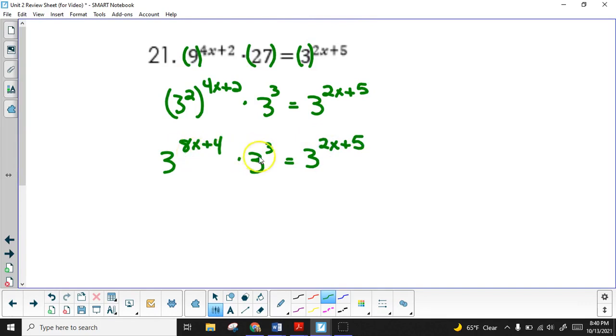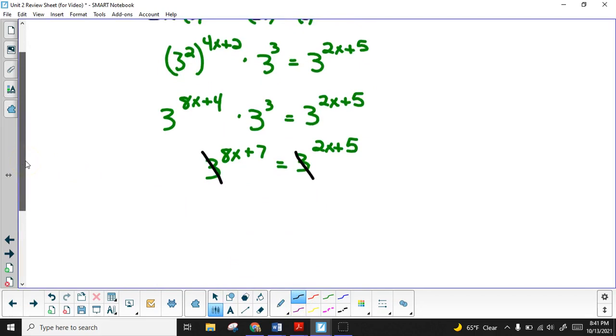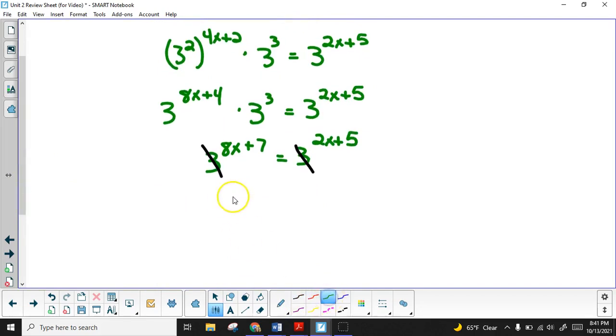Let's simplify a little bit more on the left-hand side. They have the same base, so we can add those exponents. 8x, we have plus 4, and here we have 3, so they combine to be plus 7, equals 3 to the 2x plus 5. Now we'll use our one-to-one property. They both have a base of 3, and they're on different sides of the equation, so they cancel each other out. And now we have a pretty straightforward algebra problem to solve. 8x plus 7 equals 2x plus 5.